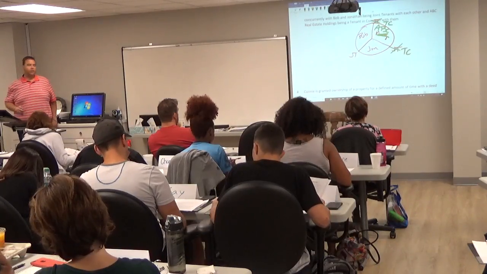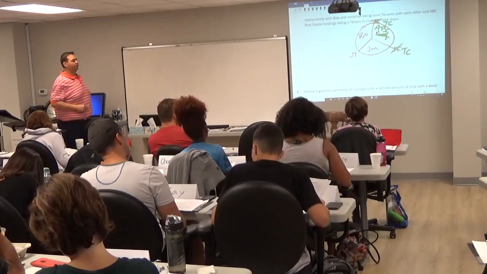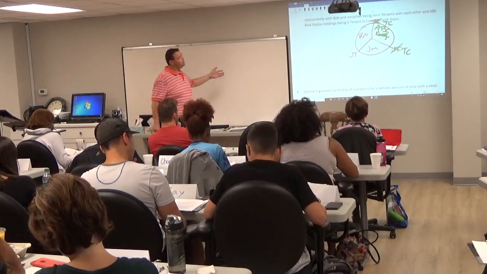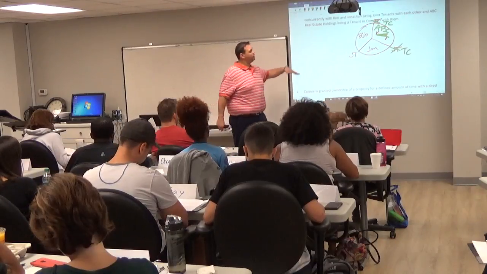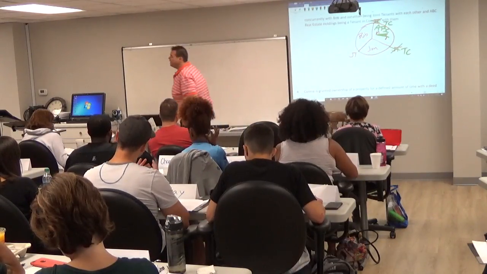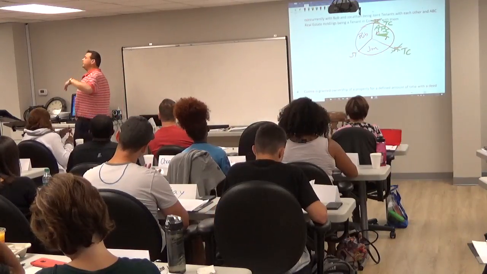Now what about Bob and John? Are they still joint tenants with each other? Yes. They are. So what we have right now is that Bob and John are joint tenants along with ABC, which is a what? Tenant in common. See, I know all of that without even looking at answer choices.